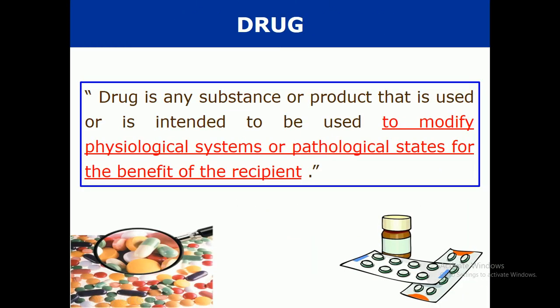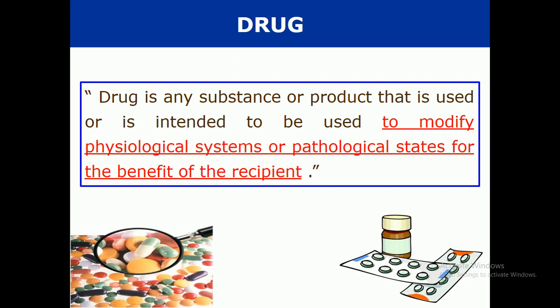Now come to the drug. What is a drug? A drug is any substance or product that is used or intended to be used to modify the physiological system or pathological state for the benefit of the recipient. Drug can be defined in different ways. Drug is a broad term which is used in treatment, prophylaxis and diagnostic purposes.